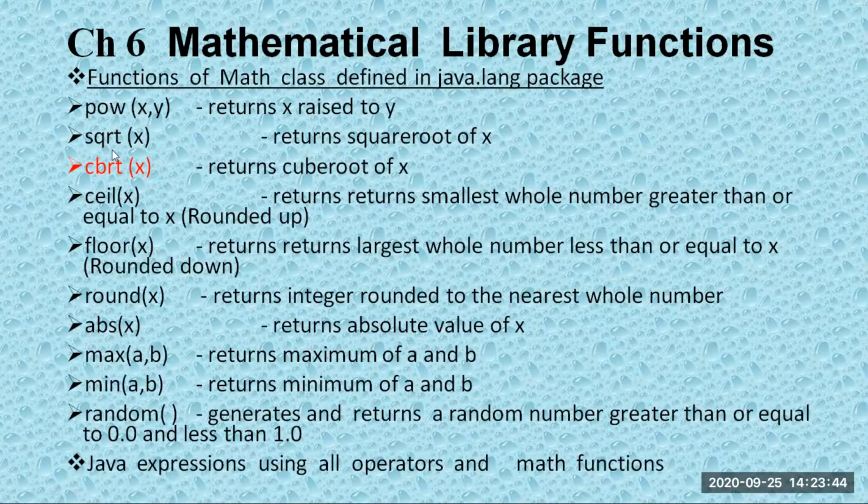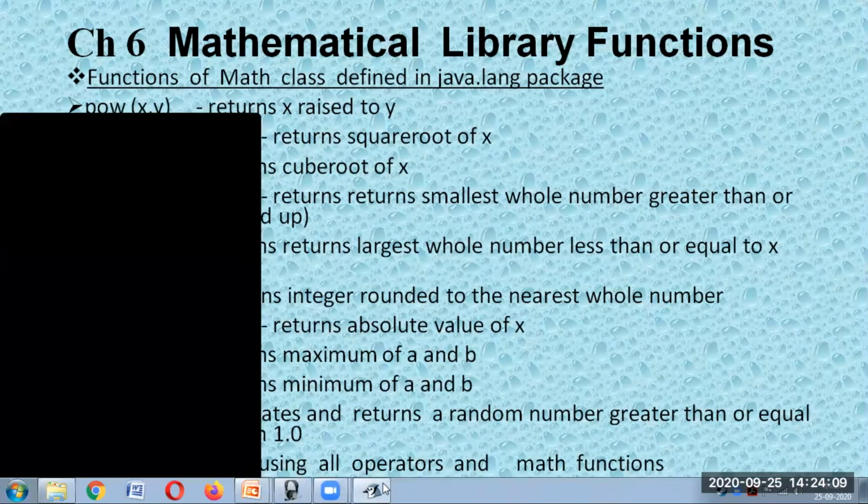The next function is sqrt. Sqrt stands for the square root of a number. Whatever we pass, it will give you the square root of that number. If I pass 16, I will get the square root of 16, which is 4. In the same way, cbrt is the cube root of a particular number. So if I say cbrt of 27, the cube root of 27 is 3, because 3 3s are 9, 9 3s are 27. Let us take one example for this.